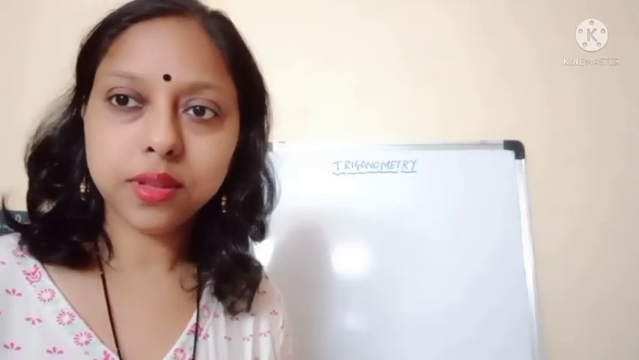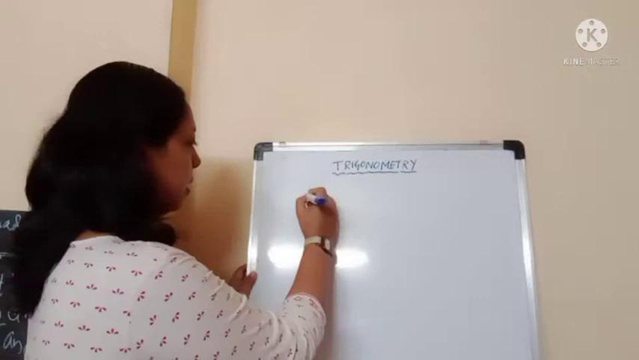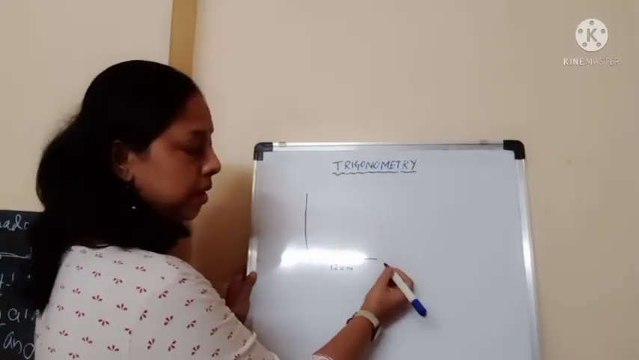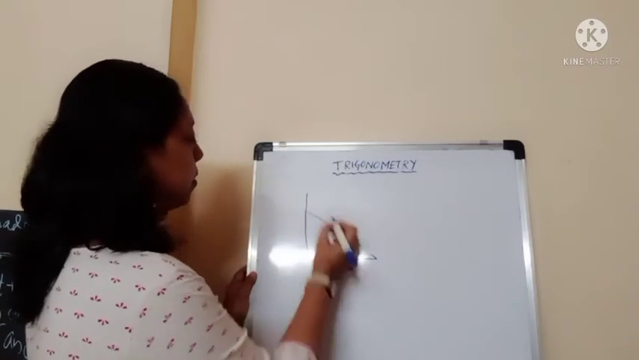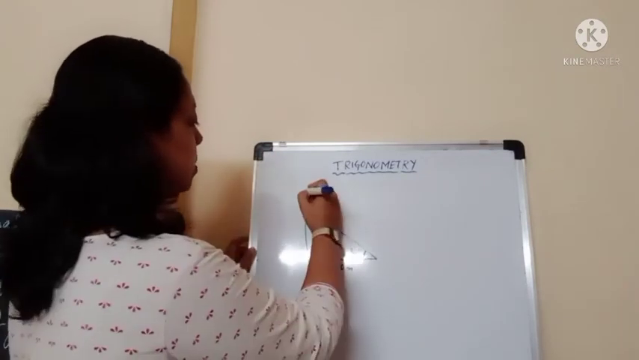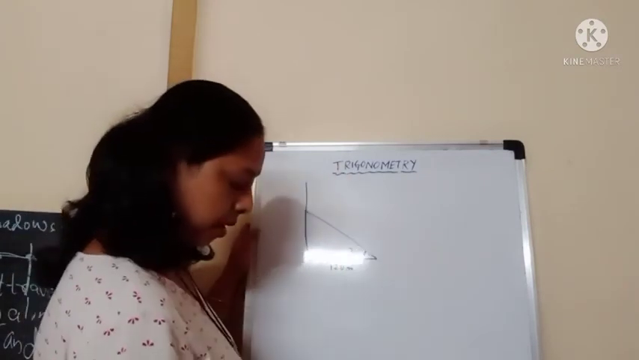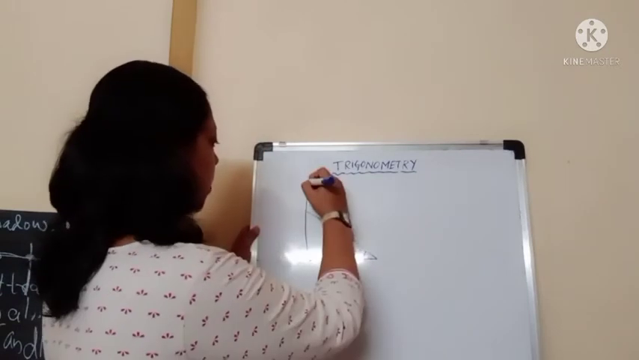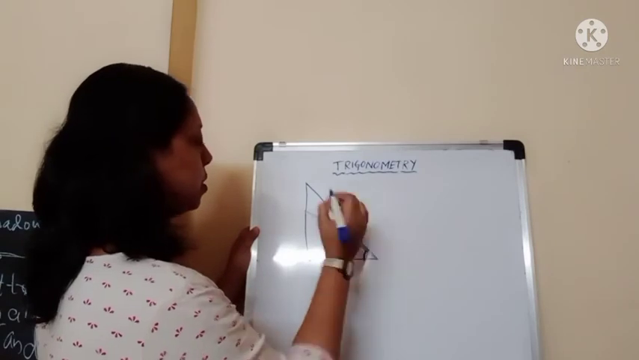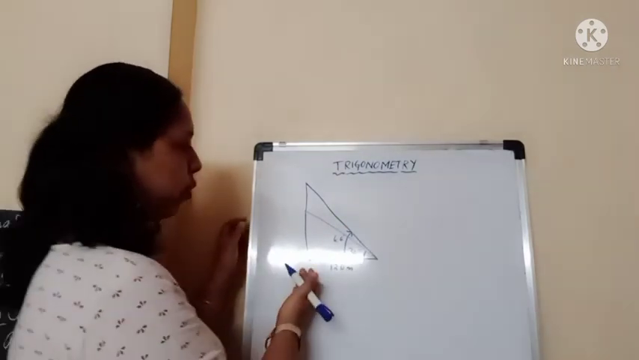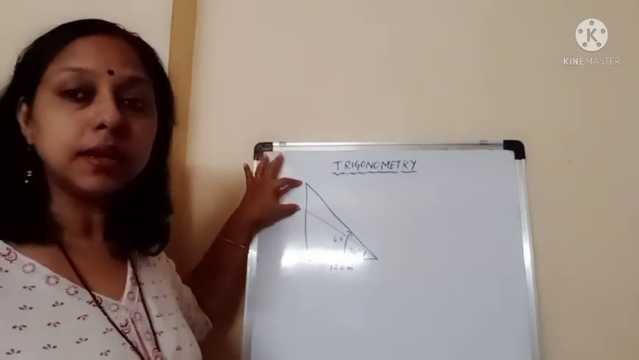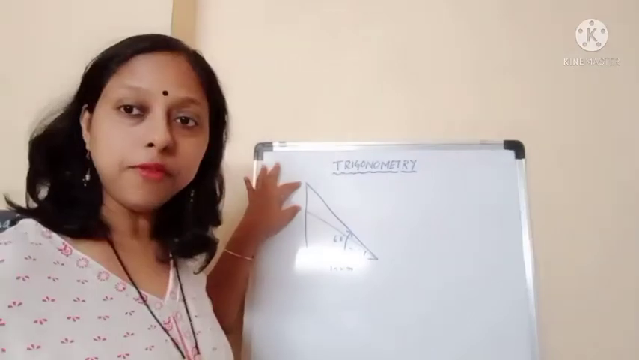Let's start doing the sum. The observer is at 120 meters from the building. When he observed it for the first time, the angle of elevation was 30 degree, and after construction, the angle of elevation was 60 degree. So you have to find the height by which it has been constructed from the previous height.